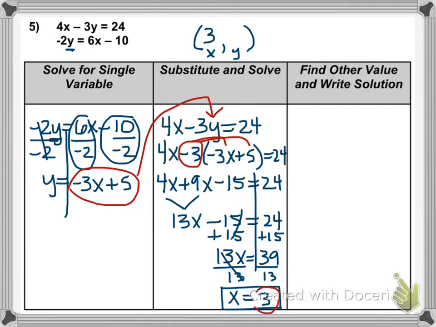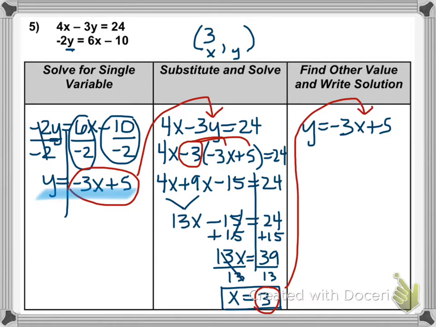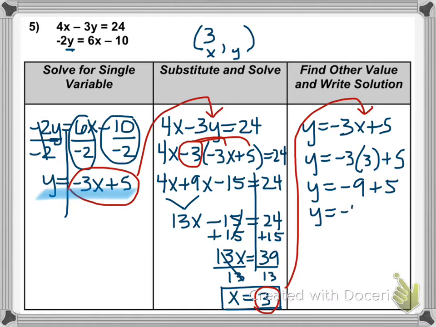So now that we know that x equals 3, we will take the bottom version of the equation from step 1, rewrite it, and replace x with 3. Y equals negative 3x plus 5. We'll replace the x with 3. So it'll look like this. Y equals negative 3 times 3 plus 5. Negative 3 times 3 is negative 9 plus 5, and negative 9 plus 5 is negative 4. So y has a value of negative 4. The point where these two lines intersect is 3, negative 4.